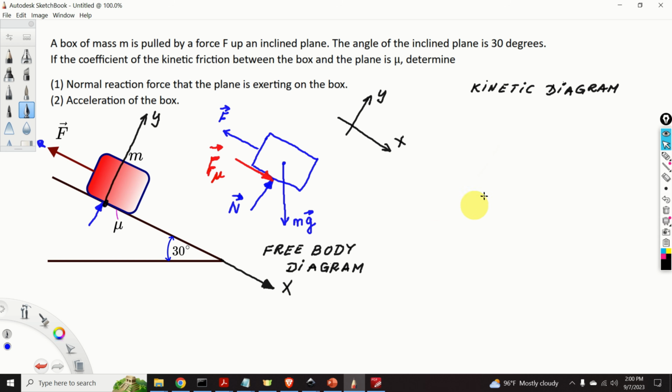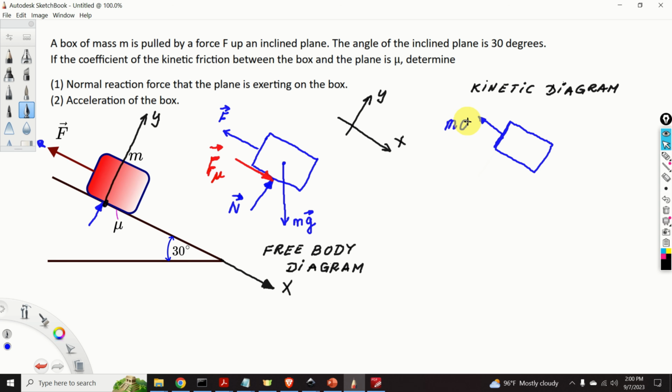Here's the kinetic diagram. I will simply take my box and I need to add the vector ma, where m is the mass and a is acceleration. By reading the problem statement, I can figure out that the acceleration is in this direction.